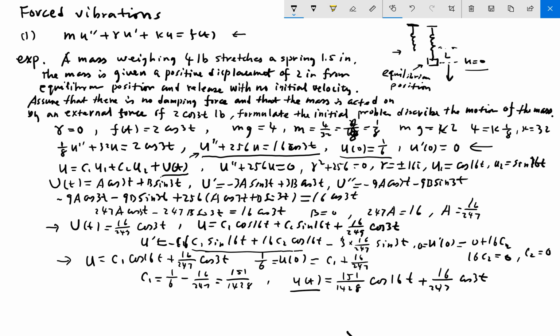Okay, so again, once you see the word problems, don't panic. What do you need to do? The equation is always equation 1. You just need to find m, gamma, k, and F(t). Once you find those things and the initial conditions, the rest of it is how to solve the equations, which we learned before.